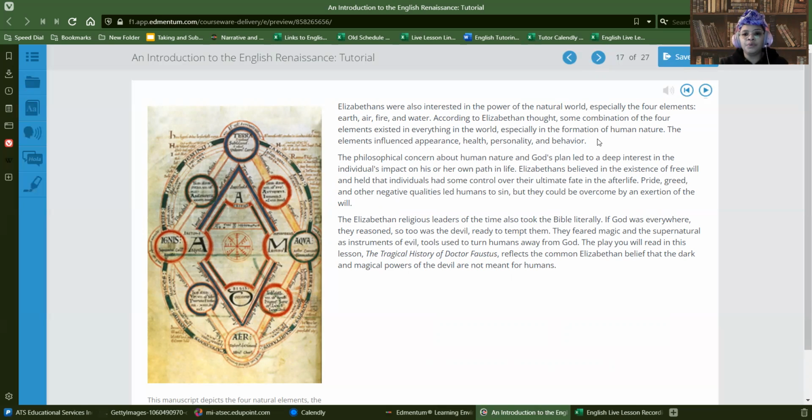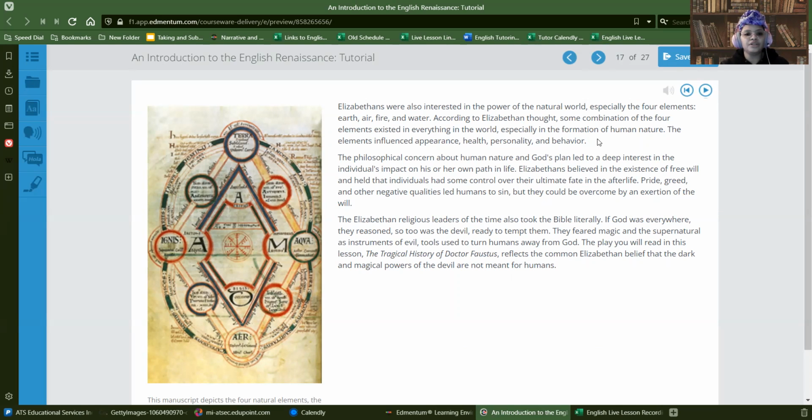So they were very worried about basically human nature, God's plan, and how people should be and how people should act. So people believed in the existence of free will, but within what God wanted them to do. So they believed that negative traits like pride, greed, envy, and things like that would lead humans to sin. But if they used their free will, they could overcome it and make their way to heaven at the end of their life.